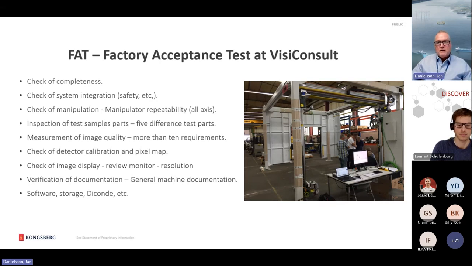You must check all this documentation: mechanical drawings, the PC documentation, spare part list, maintenance instructions, electronic documentation, operation manual. And of course, the software, storage, DICONDE, etc. And all the quality and machine requirements were met during the FAT at VisiConsult in June.